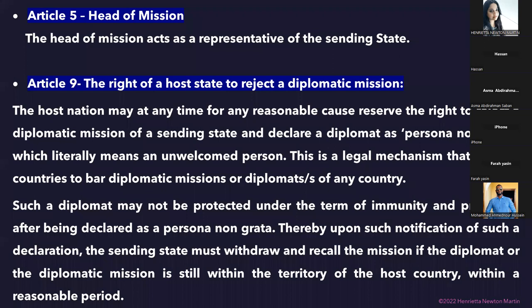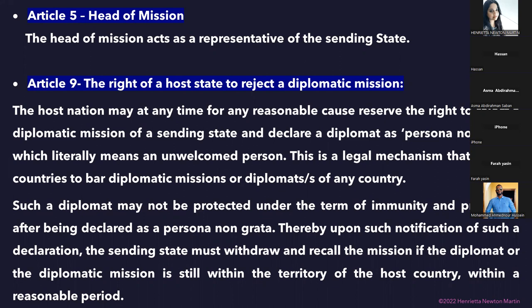Now, such a diplomat may not be protected under the terms of immunity and privileges after being declared a persona non grata. Suppose a country says this diplomatic mission or person is considered a persona non grata. That means, obviously, whatever immunity and privileges they have would be withdrawn. One of the immunities is the right not to be arrested, and the right not to present themselves in a court of law, unless it is required or under the command of the sending country. Normally the host nation cannot compel them to participate in any judicial proceedings or be a witness at any judicial proceedings. They cannot be arrested and so on. So these are some of the immunities and privileges that are granted to diplomats.